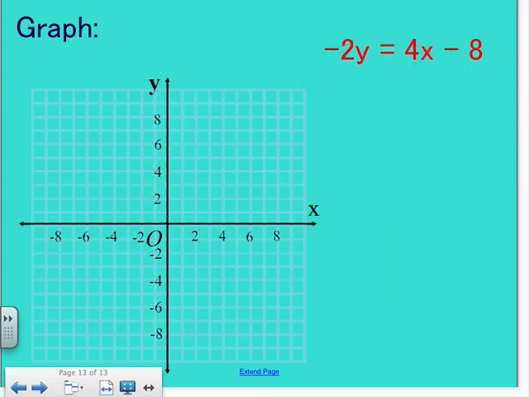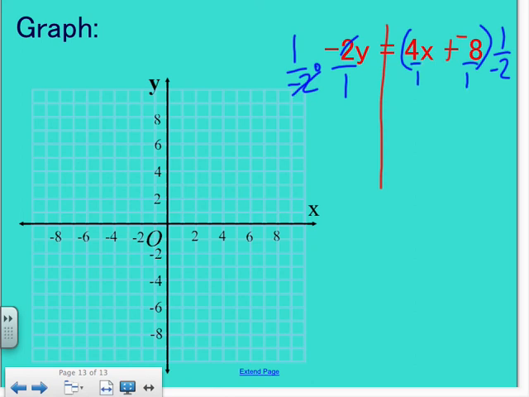All right, let's do one more practice to see how you're doing. So go ahead and try this one, and then hit play to check your work. All right, so this one, I'm going to rewrite a couple things. There you go. All I need to get rid of is the negative 2. So 1 over negative 2, we'll cancel it out. 1 over negative 2. These are both over 1, so I end up with y equals 4 over negative 2 is negative 2x, plus negative 8 over negative 2 is 4.